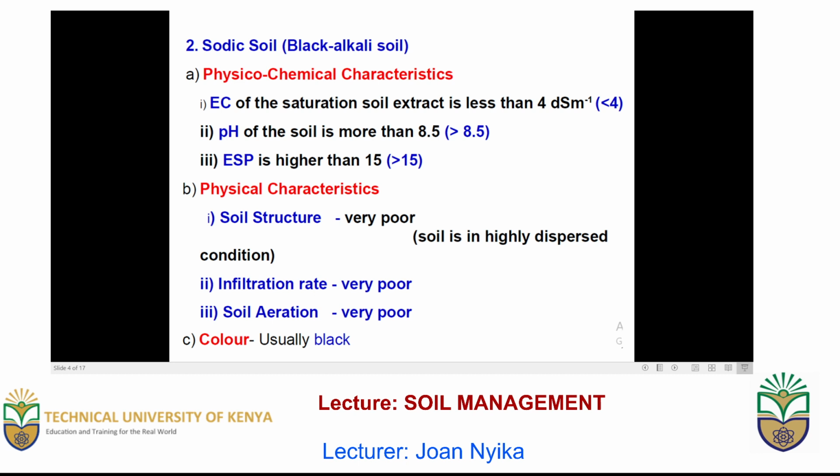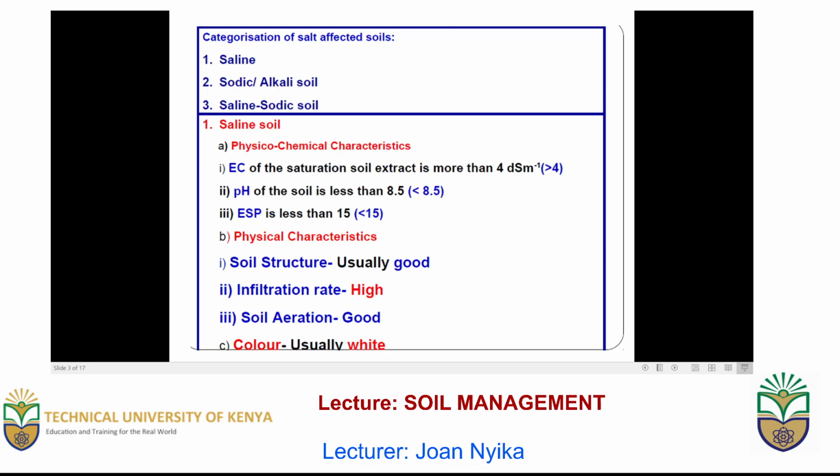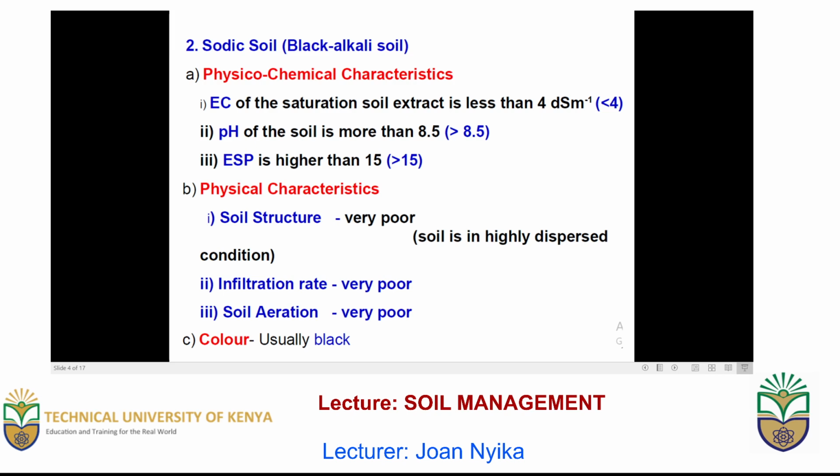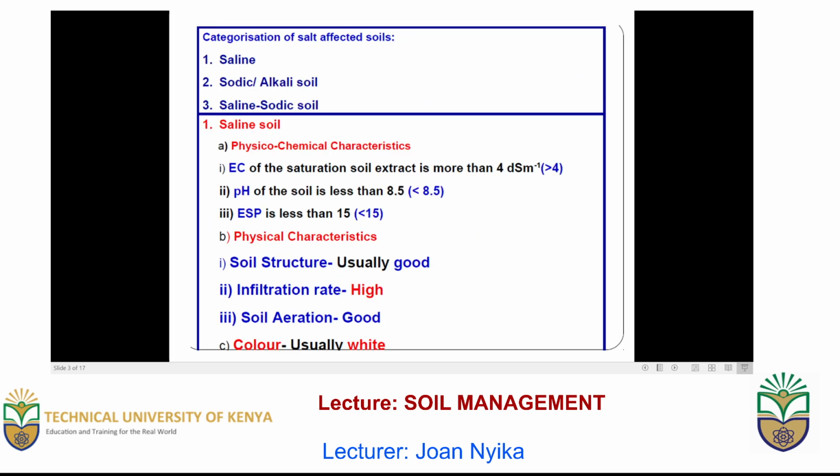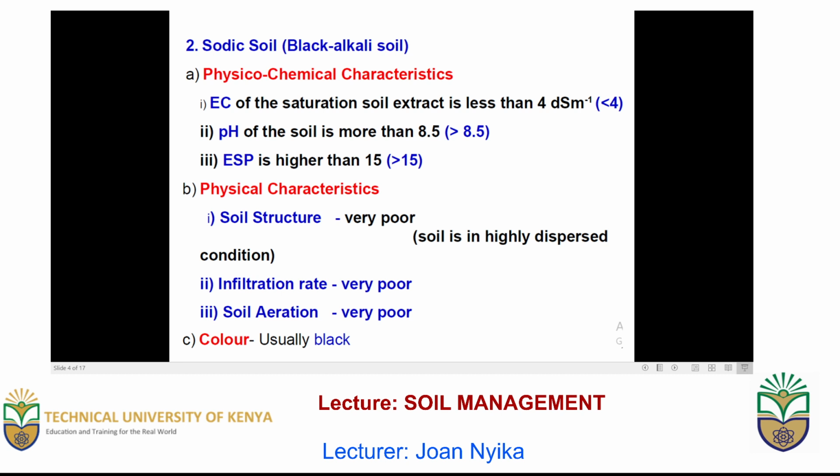But let us look at the difference between a saline and a sodic soil. Sodic soils are also known as black alkali soils, and their physicochemical characteristics usually is that their exchangeable cations is less than 4. Their pH is more than 8.5, and their exchangeable sodium is higher than 15. This is the opposite for saline soils. When you look at its characteristics, the three physicochemical characteristics are the opposite of saline soils.